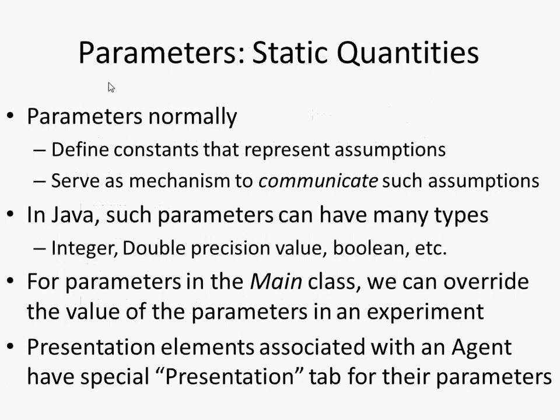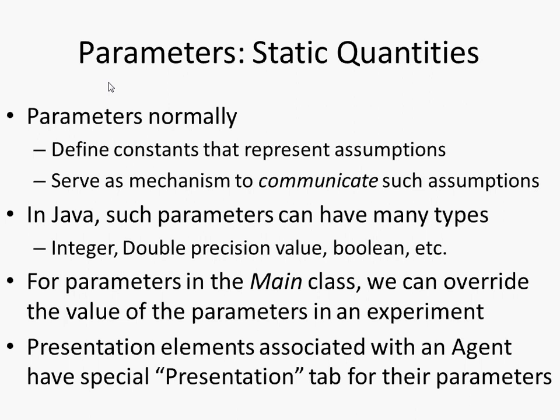Parameters are best used to describe static quantities within the model. You can, in fact, change them over time, but they're best suited to, and best designed to be used with, quantities that are more or less static, that describe assumptions regarding some component of the model. Maybe it's an agent, maybe it's at the main level, so assumptions that apply across the entire model.